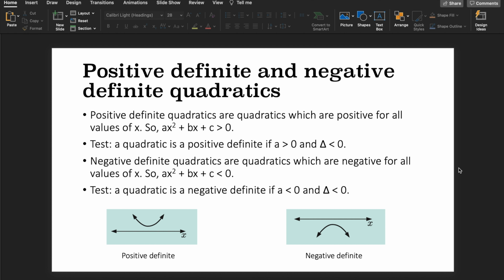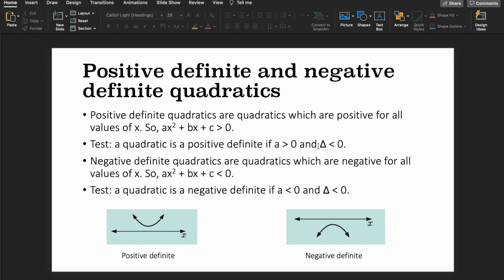So we know that if the discriminant is less than 0, meaning it does not have real roots, therefore it never crosses the x-axis. So it won't have any x-intercepts, and it will never cross the x-axis. So therefore this statement makes sense: positive for all values of x. So this is a test you could do.